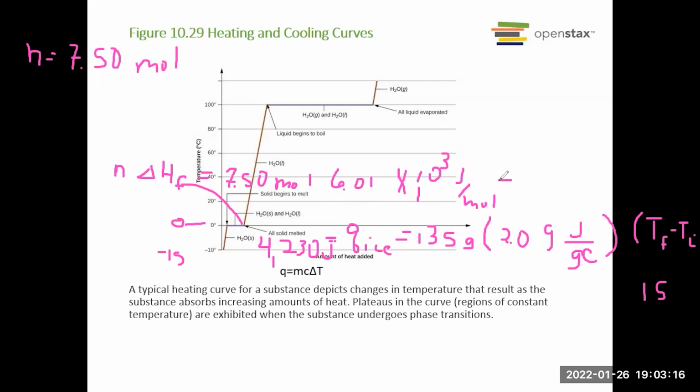Okay, so then we end up with 7.5 times 6.01, which is 4.51 times 10 to the fourth power, and that's joules.